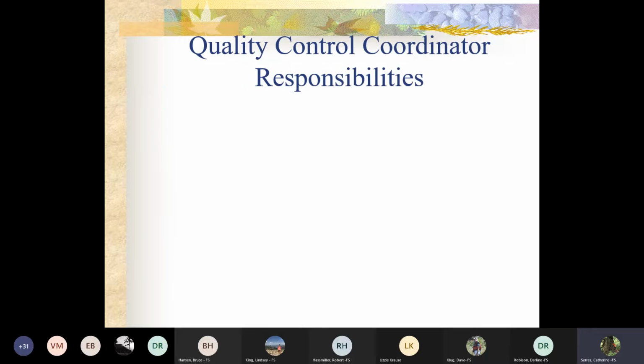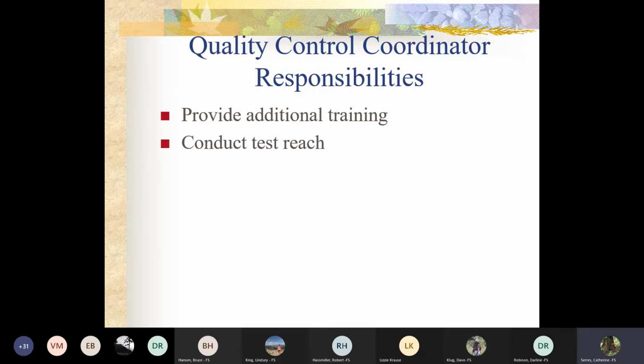So those of you people who are coordinators, you might be considered your stream survey coordinator, but you're also the quality control coordinator. So your responsibilities are you need to provide that additional training that's needed at the forest level. You should be conducting a test reach. We're going to be conducting a test reach on Thursday, so you should be doing something at your forest as well.